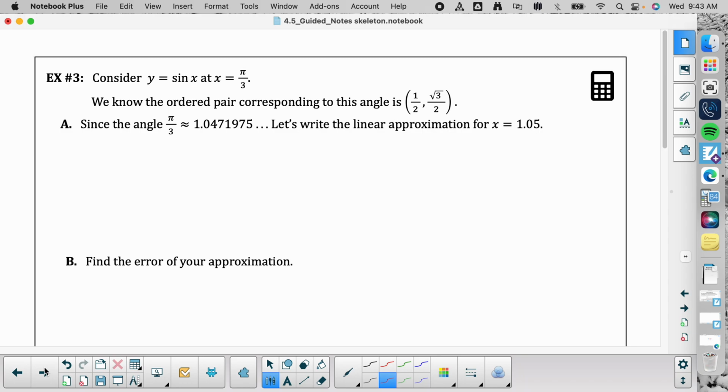Okay, so we are given y equals sine of x at x equals pi thirds. And we are going to pretend that we are not able to find that answer.